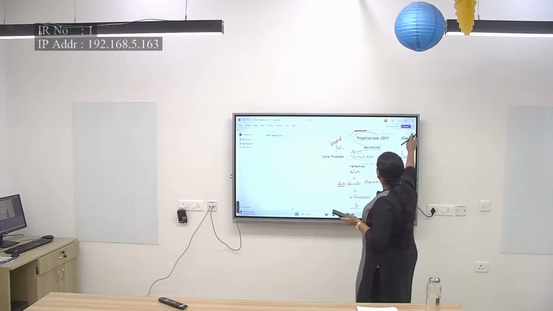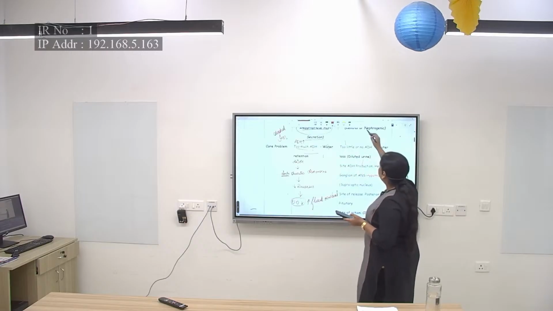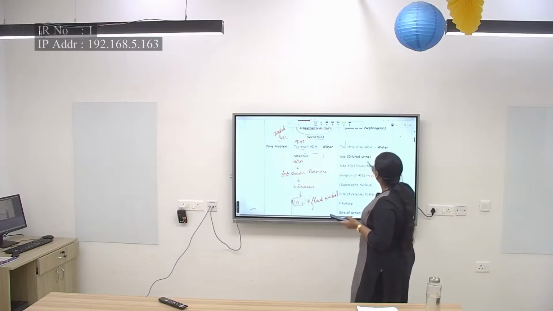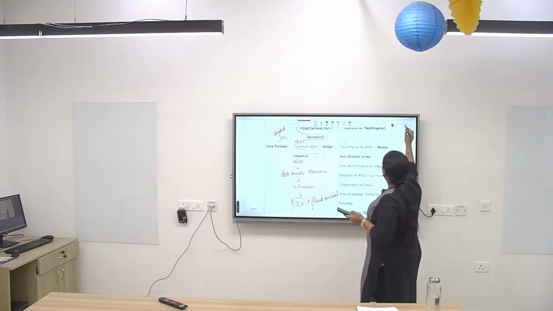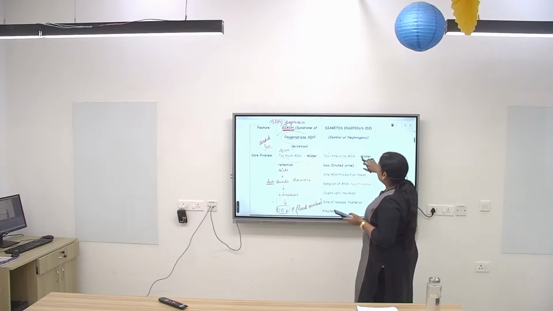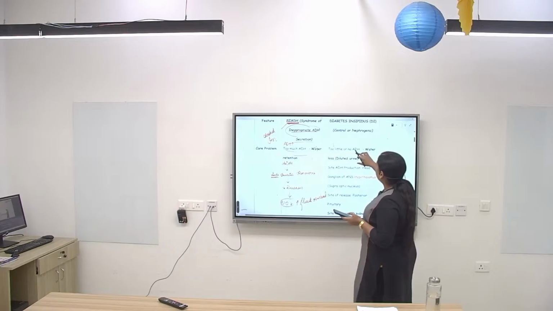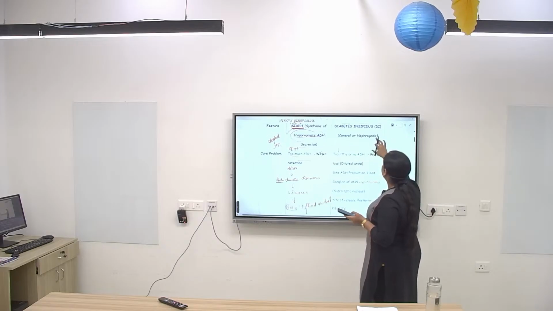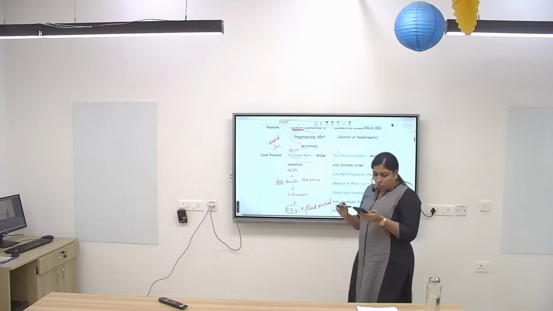Yes. Now we are going to see the opposite condition, that is diabetes insipidus. Now you can see what diabetes insipidus is.